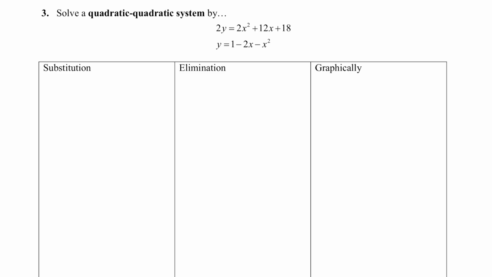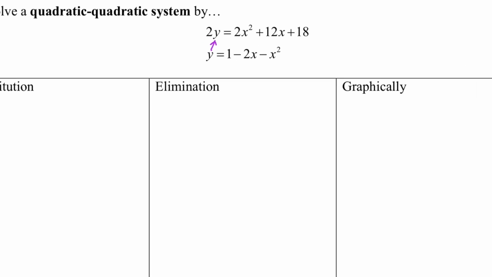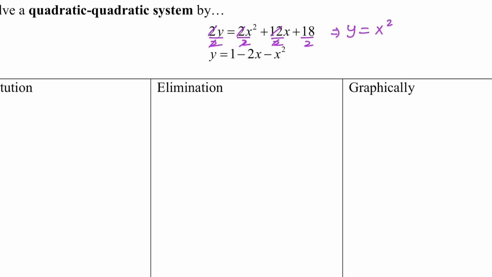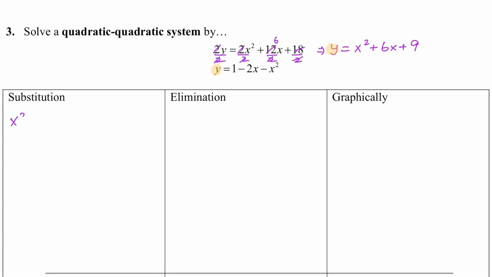Okay. So substitution. You could just substitute y into this, but I do see that the factors in my first equation can just be divided by 2, right? So 2 divided by 2 is 1. 2 divided by 2 is 1 again, so x squared. 12 divided by 2 is 6, so plus 6x, plus 18 divided by 2, which is 9. So y and y are equal. Just sub them in on both sides. x squared plus 6x plus 9 is equal to 1 minus 2x minus x squared.